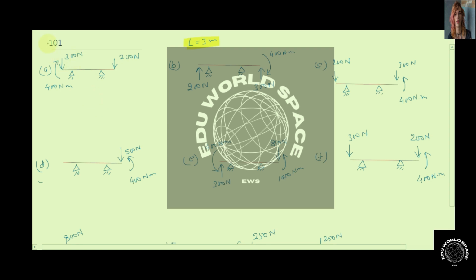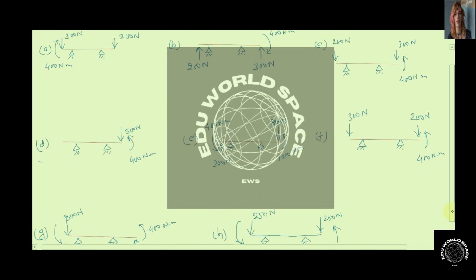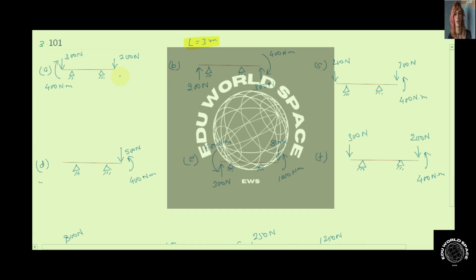Problem 3.101. In this problem, 8 cases are given, and in each case we have to find the equivalent force couple system at point A. In each of these diagrams, the left end is representing point A and the right end is representing point B.